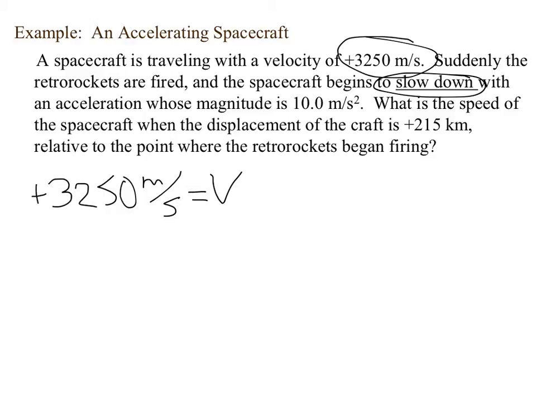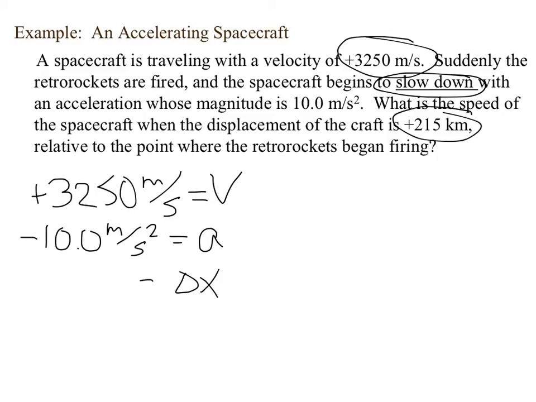So I better make sure I realize that this is a positive velocity in case I have to deal with acceleration. The acceleration's magnitude, meaning just the value, not the direction, is 10 meters per second squared. Now, if I'm slowing down and the velocity is in the positive direction, that must mean that acceleration is opposite, in the negative direction. All right? What is the speed of the spacecraft when the displacement of the craft is 215 kilometers?